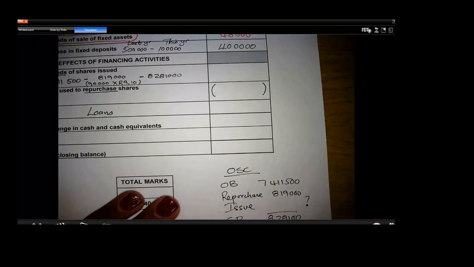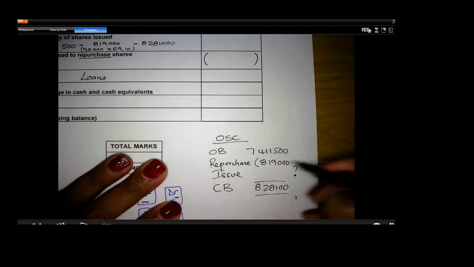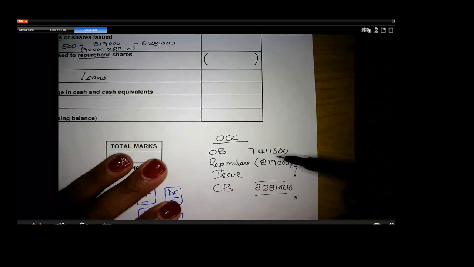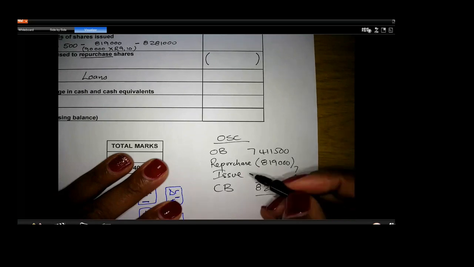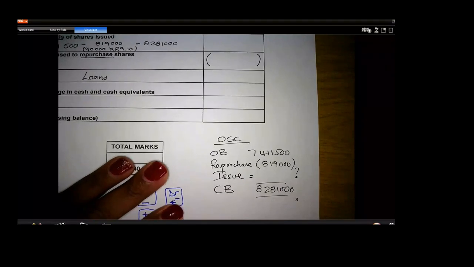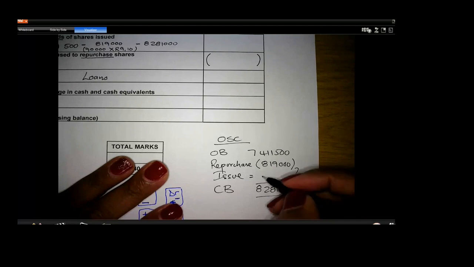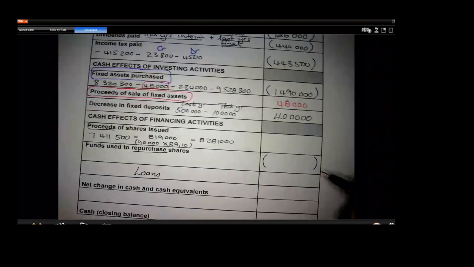So I'm just reconstructing the account. Opening balance, repurchase I'm going to minus, and then I'm also going to minus that. So it's my opening balance minus my repurchase minus my closing balance that is going to give me my issue. Okay, that was a very long way of explaining that calculation, and it's 1,900,000. That's how I got that amount.